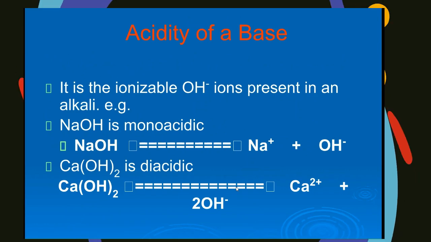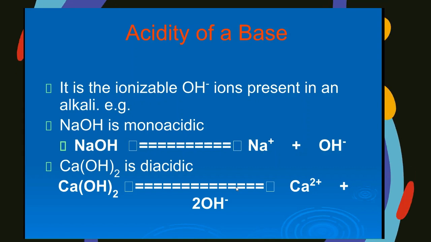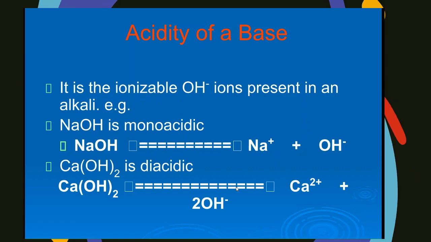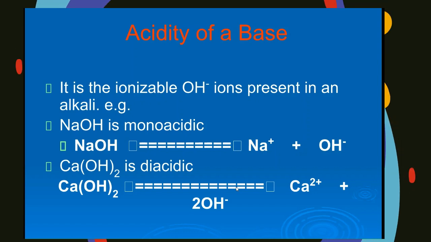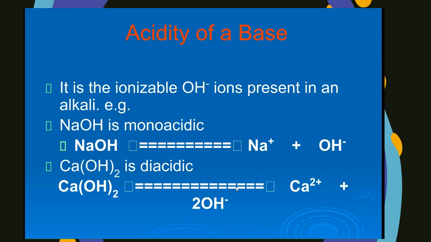Now the acidity of a base. We just saw the basicity of an acid. Okay, so here it is the number of ionizable OH- ions present in an alkali. Means how many OH- are present in a base, which is defined as the acidity of a base. Now NaOH is monoacidic. Why is it said to be monoacidic? Because we can see OH- is 1 in quantity. We have only one OH- ion. That's why it's said to be monoacidic. Now Ca(OH)2 is diacidic because we have two OH- here.